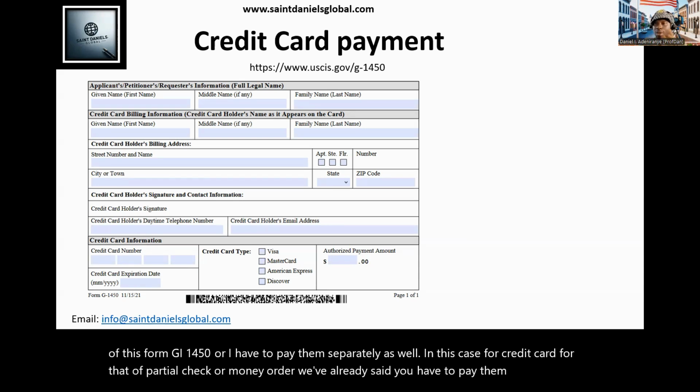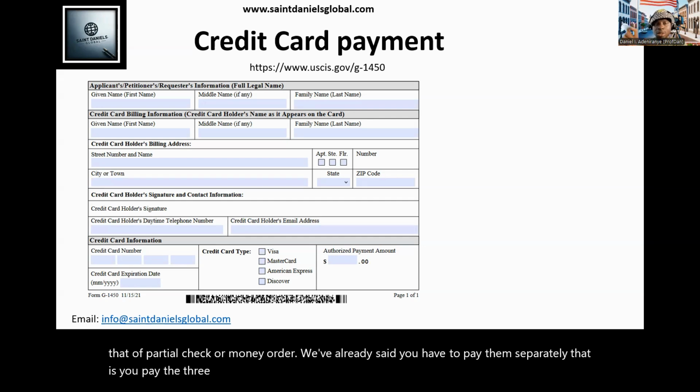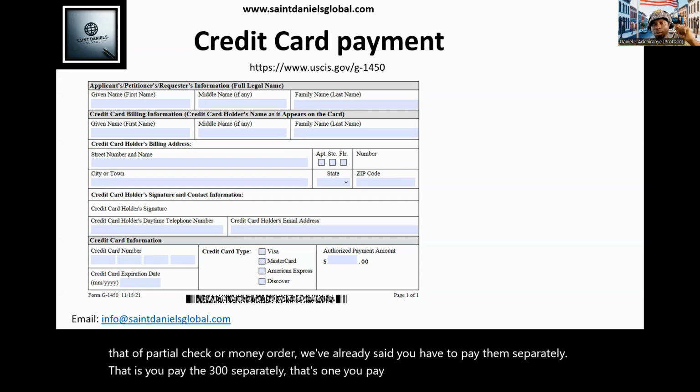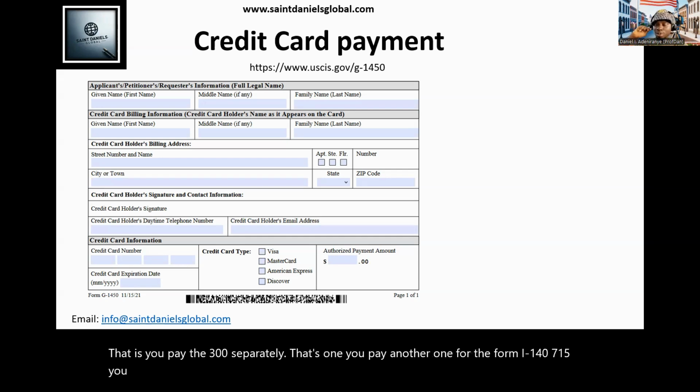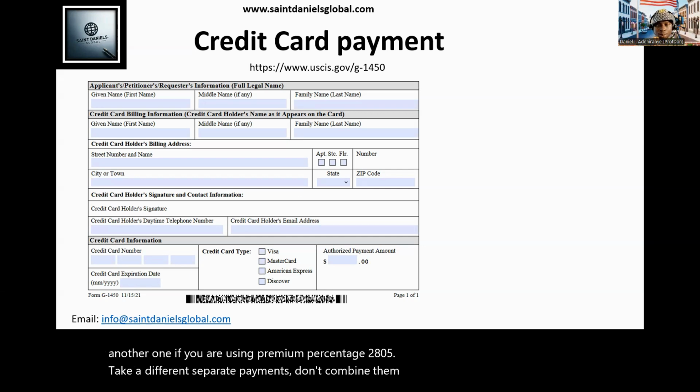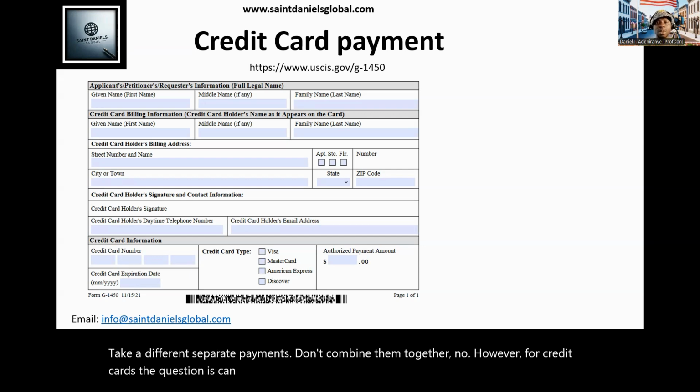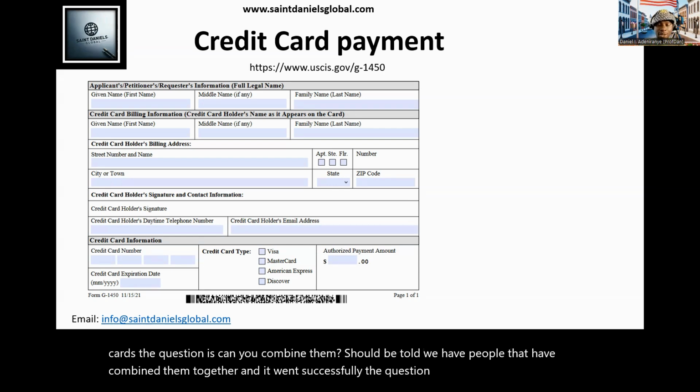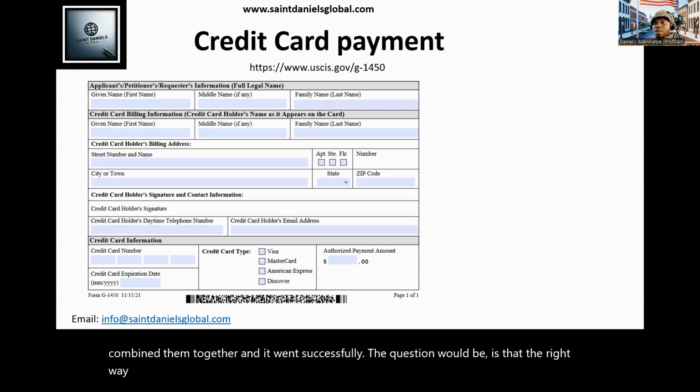That is, you pay the 300 separately, that's one. You pay another one for the form I-140 715. You pay another one if you are using premium processing 2,805. Three different separate payments. Don't combine them together. No. However, for credit cards, the question is, can you combine them? Truth be told, we have people that have combined them together and it went successfully. The question would be, is that the right way, or should they also pay separately?